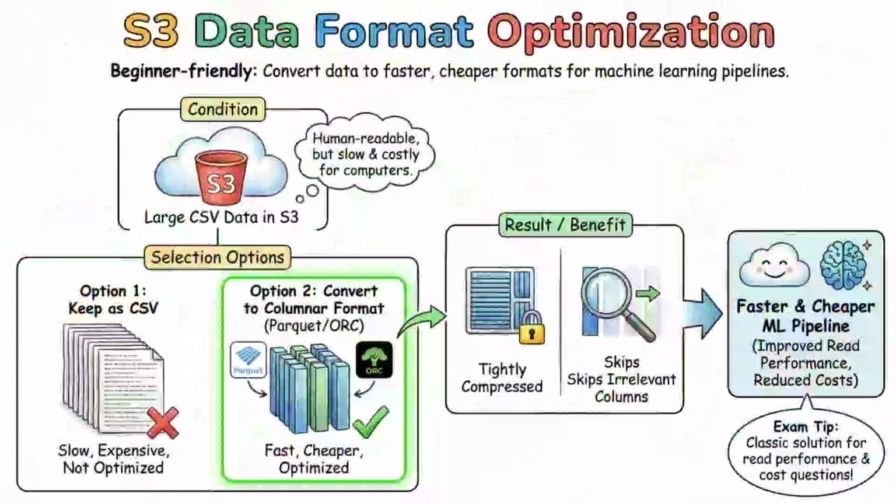Let us talk about data formats, because how you save your data inside Amazon S3 heavily impacts the speed and cost of your machine learning pipelines. Storing data as simple text files, like CSVs, is easy for humans to read but very slow and expensive for computers to process. Instead, you should always convert your large datasets into optimized, columnar formats like Apache Parquet or Apache ORC. These specific formats compress the data tightly and allow analytical tools to skip irrelevant columns, drastically speeding up read times. The AWS exam will frequently ask how to improve read performance or reduce query costs, and converting CSV files to Parquet is a classic, highly rewarded solution.